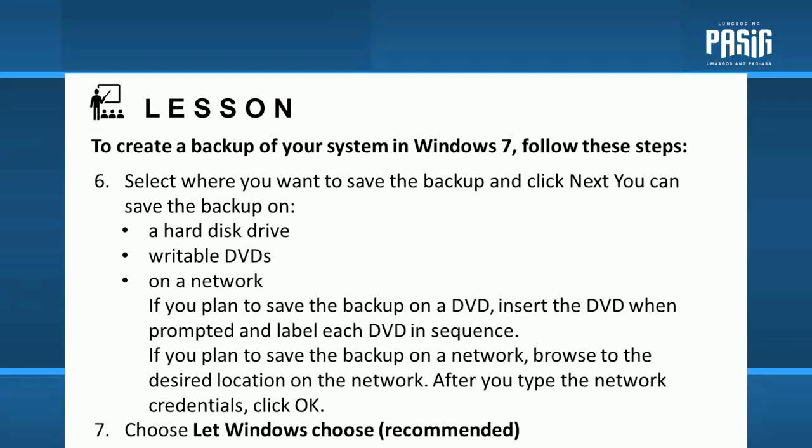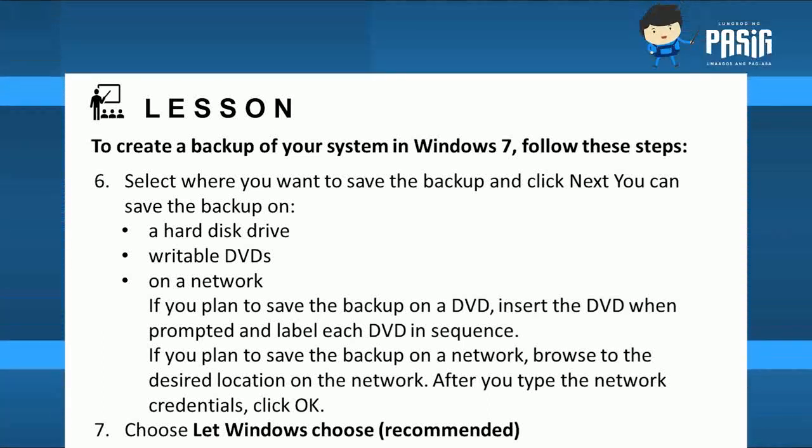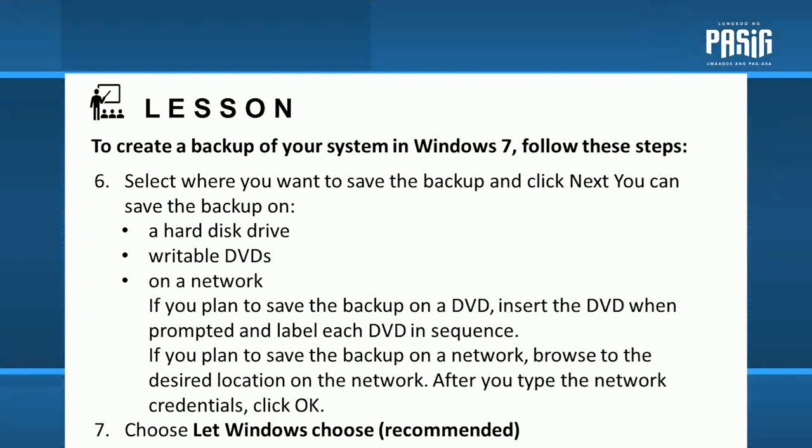You can save the backup on a hard disk drive, writable DVDs, or on a network. If you plan to save the backup on a DVD, insert the DVD when prompted and label each DVD in sequence. If you plan to save the backup on a network, browse to the desired location on the network. After you type the network credentials, click OK. 7. Choose Let Windows choose. This is the recommended option.